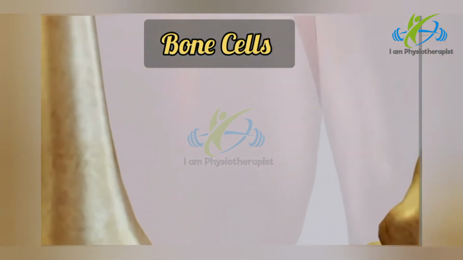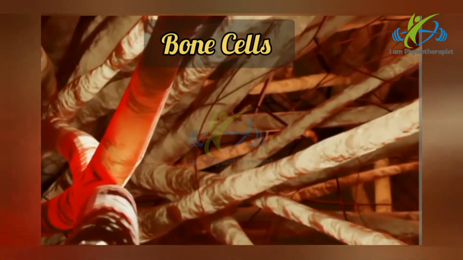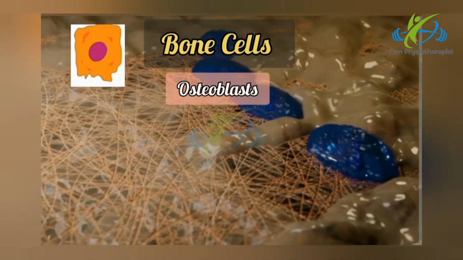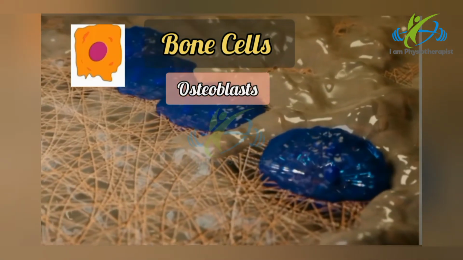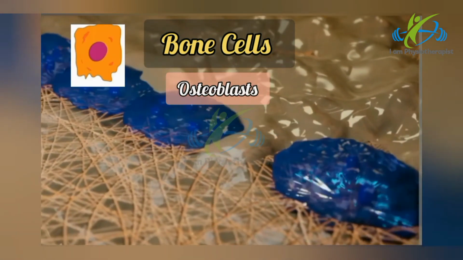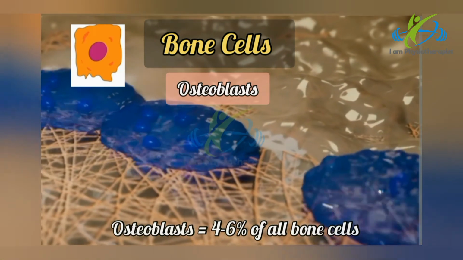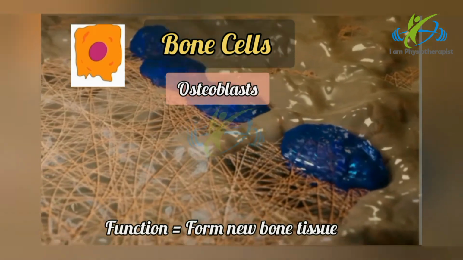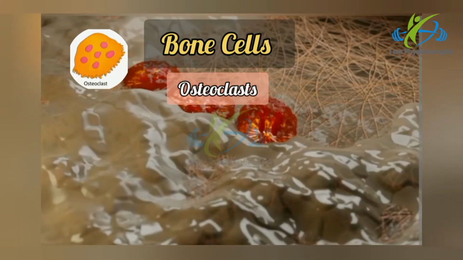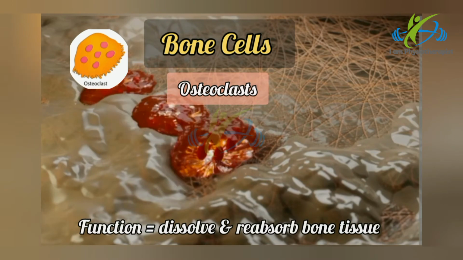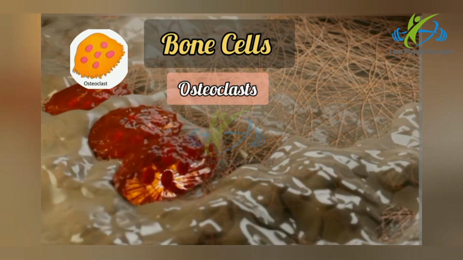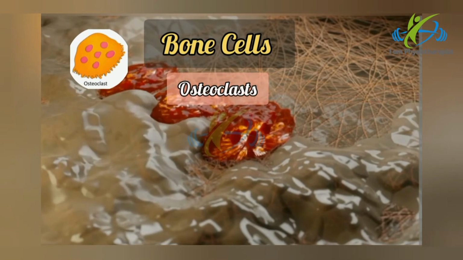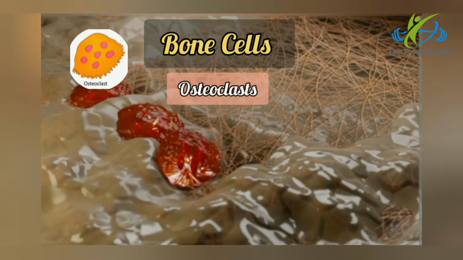Bone cells. There are three types of bone cells: osteoblasts, osteocytes, and osteoclasts. Osteoblasts are cuboidal cells arranged in a densely packed layer along the bone surface. They account for 4 to 6% of all bone cells, and their main function is to form new bone tissue. Osteoclasts are large cells whose main function is to dissolve and reabsorb bone tissue. They are found on the surface of bone tissue and originate from white blood cells, monocytes and macrophages.